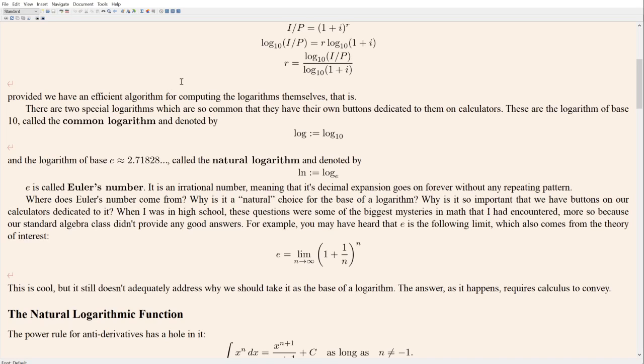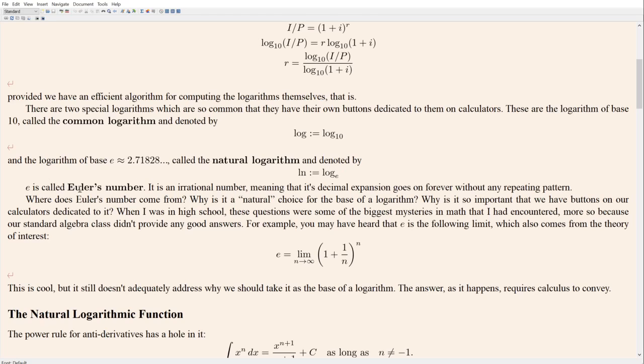So, there are two special logarithms which are so common in applications that they have their own buttons dedicated to them on calculators. So these are the common logarithm, and that's the logarithm base 10. That's typically regarded as just log, without any base written. So on your calculator, when you see the button that just says log, really that's the logarithm base 10. Then there's the natural logarithm, and that's typically denoted by ln. You also have a button for this on your calculator. And this is the logarithm base e.